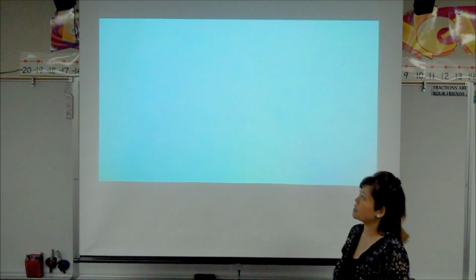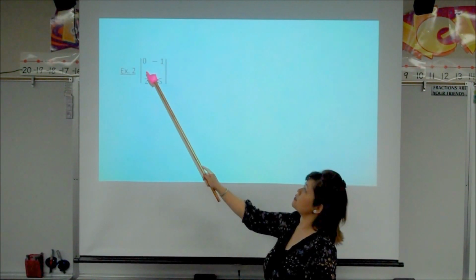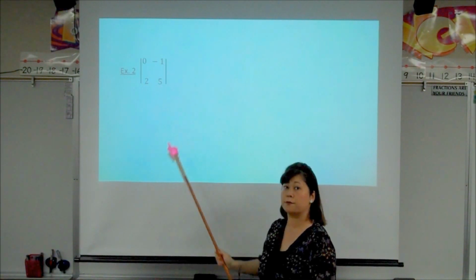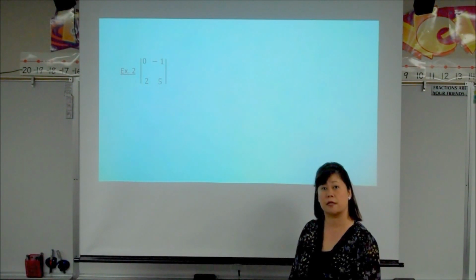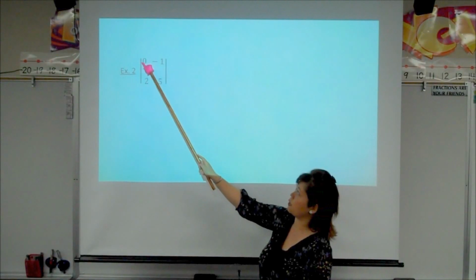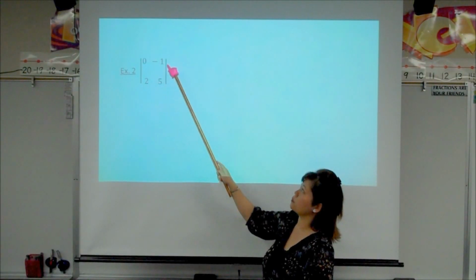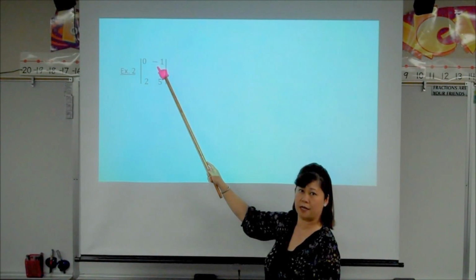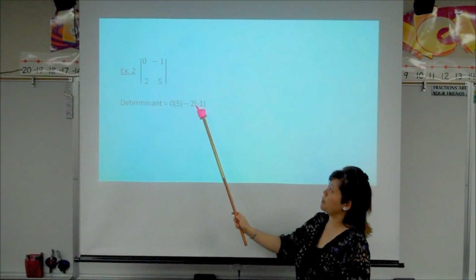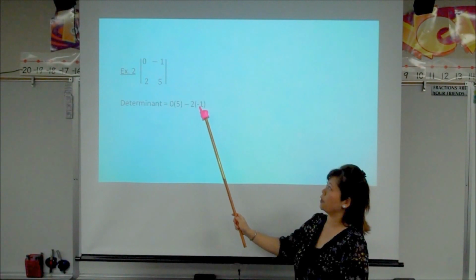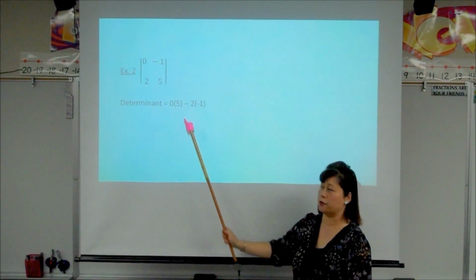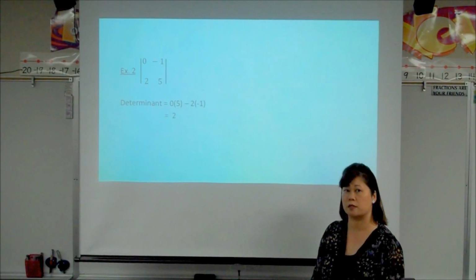Okay? So let's try example 2. Example 2 I have is 0, -1, 2, and 5. So again, the first step is to find the determinant of the second order. So we're going to cross multiply right here, the 0, 5, subtract it from here. But I also have a negative in here. I purposely put a negative in there. So then you have a minus right there and a negative, right? So that gives us a positive. And 0 times anything is 0. So your final answer is 2 is the determinant.